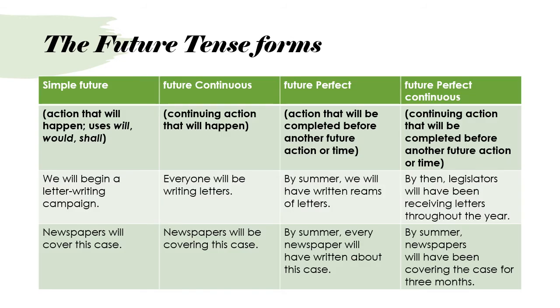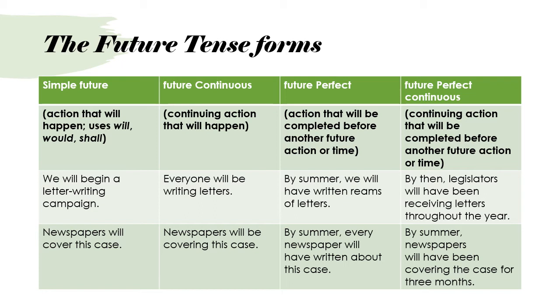So the simple future talks about actions that will happen in future, and we use the helping verbs will, shall, or would. We will begin a letter writing campaign. Newspapers will cover this case. And the future continuous talks about actions that will be continuing in a future time. Everyone will be writing letters. Newspapers will be covering this case. So the ing form of the verb is preceded by the phrase will be or would be.